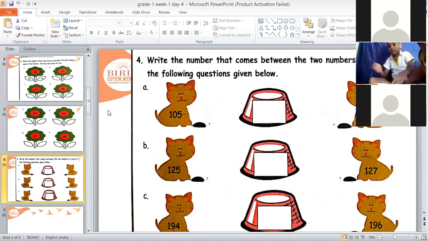So now see here. You all can see cats are there. In your first bit, 2 cats are there. And if you'll see properly here, inside these cats, numbers are written. You can see here in this first cat also, there is one number 105.